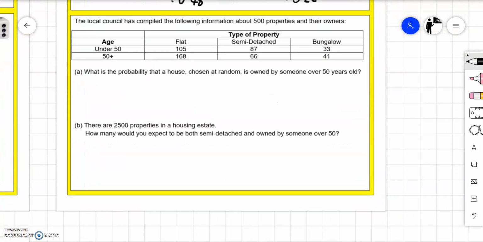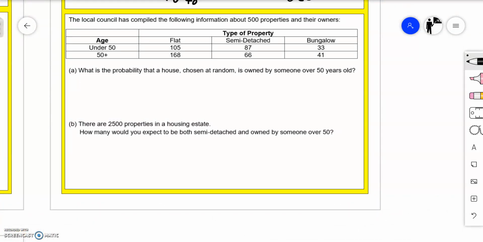Question 4. Local council has compiled the following information about 500 properties and their owners. Okay, so we've got different categories here. So there's 500 properties altogether. What is the probability that a house chosen at random is owned by someone over 50 years old? So that's this column here. So say the probability of it being owned by someone over 50.